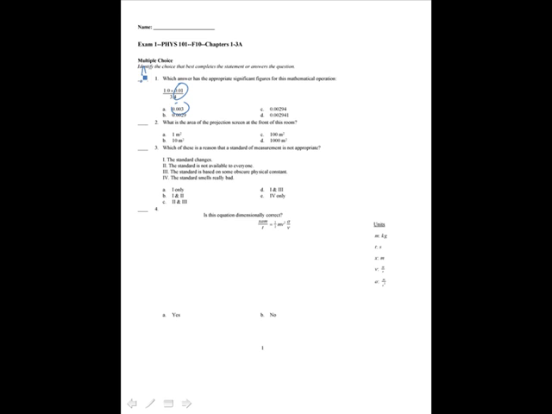A. What is the area of the projection screen in the front of this room? That projection screen is approximately 3 meters by 3 meters. That's about 10 by 10 feet. And so that gives you a rough order of magnitude estimate of 10 square meters.